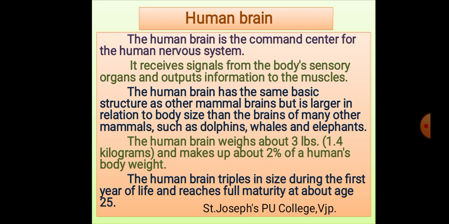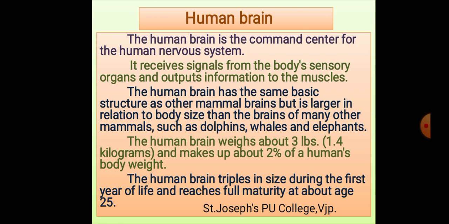As you know, the human brain is the command center for the human nervous system. It receives signals from the body, sensory organs, and outputs information to the muscles. I think you understood this point. It receives the signals in the form of nerve impulses from the body's sensory organs and outputs information to the muscles. How to react? That one is the output.